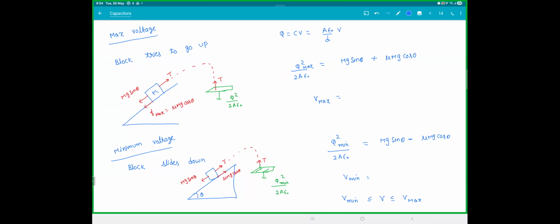Any doubts on this? All clear with this? Tanishka? Clear? Srihari? Shriyan? Shaurya? Clear? Next thing.